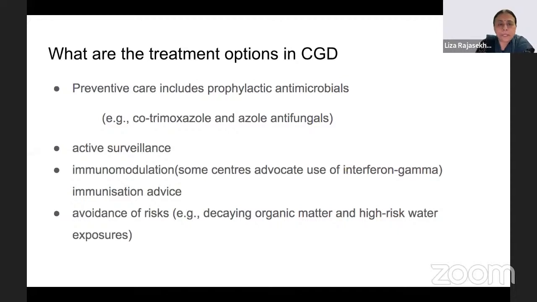Next, please. So the treatment options include prudence, that is, prevention with prophylactic antimicrobials, especially cotrimoxazole, and antifungals, and active surveillance for infection. Some centers advocate the use of interferon gamma, but it's not available in India. Adequate immunization and avoidance of risks, like exposure to swimming pools which are not well maintained, etc.